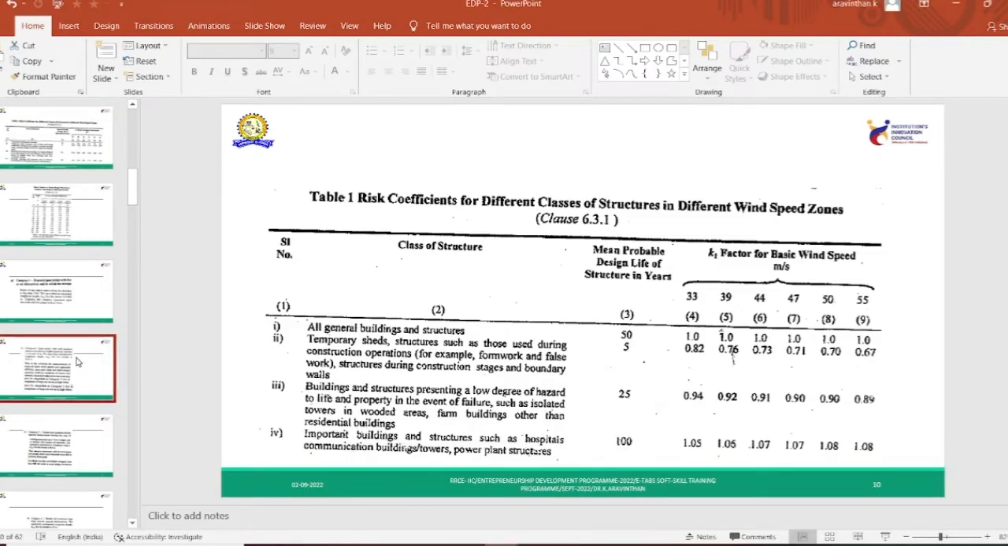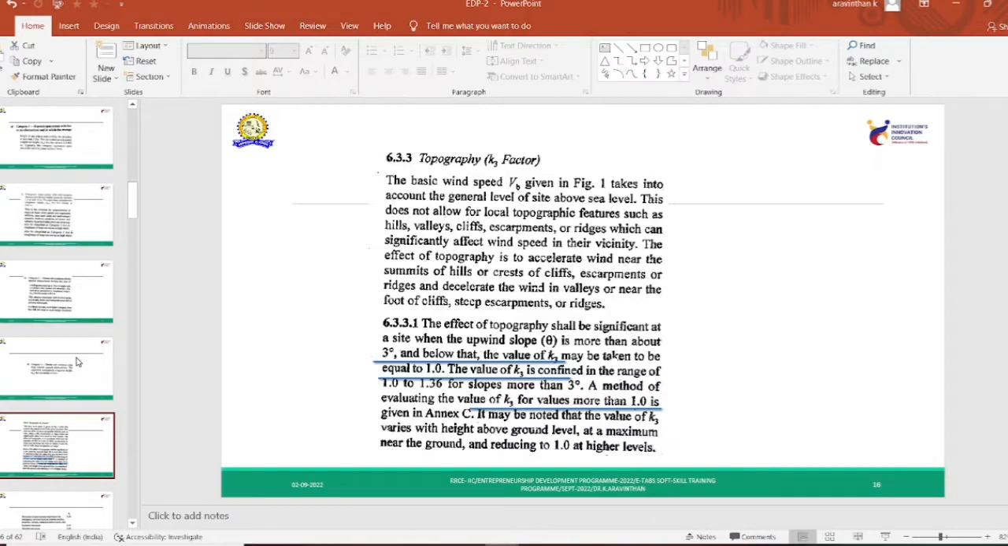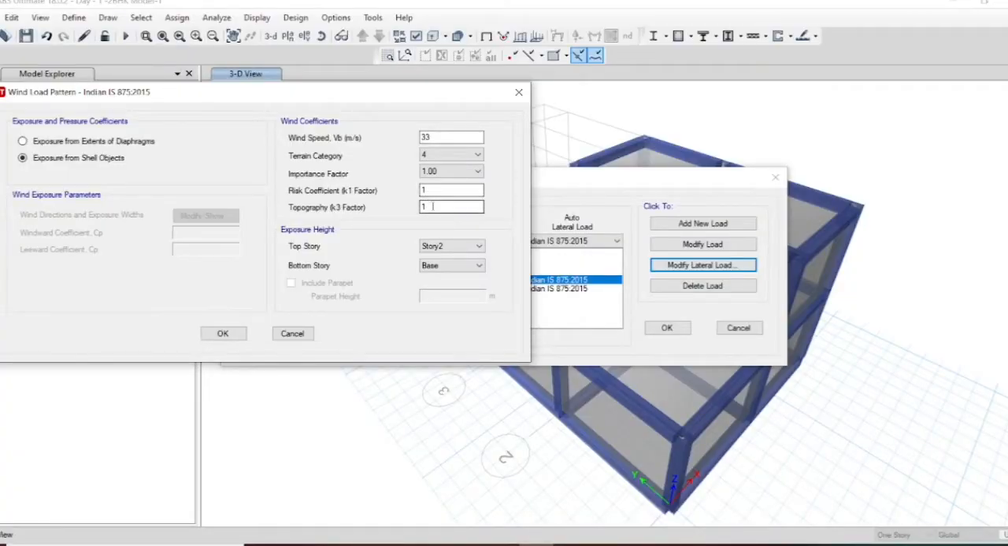What is K3? K3 is the topographic factor: how you are placing your building, where you are constructing your building. Is your building located on a slope which is 3 degrees or lesser than 3 degrees, and we will be looking into that. Since we are assuming that the land slope is much lesser than 3 degrees, let us assume that it is flat land, hence we can take the K value as 1. Now exposure height is story 2, this is the maximum story, and the bottom story is base. Let us press OK here.